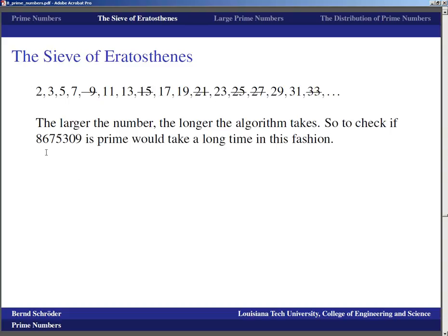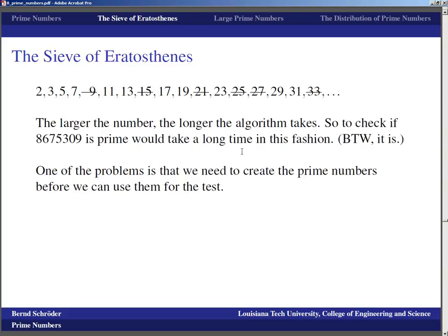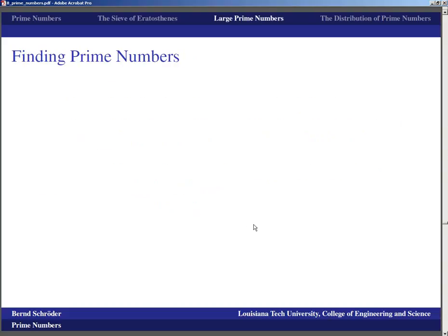So even for a number like 8,625,309, whether that is prime would take a long time to determine in this fashion, even though, by the way, it is a prime number. One of the problems with this algorithm is that we need to create the prime numbers before we can use them for the test, right? So you really have to create an awful lot of numbers before you can check the next one.